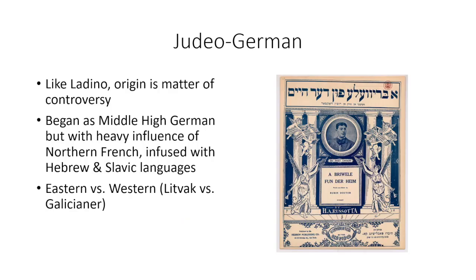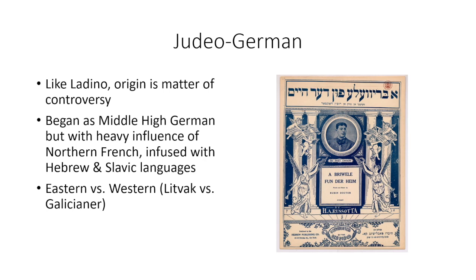Similar to Ladino is Judeo-German. Just as Ladino is Judeo-Spanish, so too Yiddish is Judeo-German. We don't know the complete origin story on Yiddish, but we do know that it has influences from northern Italy, from northern France especially, and that it is essentially Mittelhochdeutsch, medieval High German, Middle High German, that was influenced by these Romance languages, but then was also infused with Hebrew and Slavic.